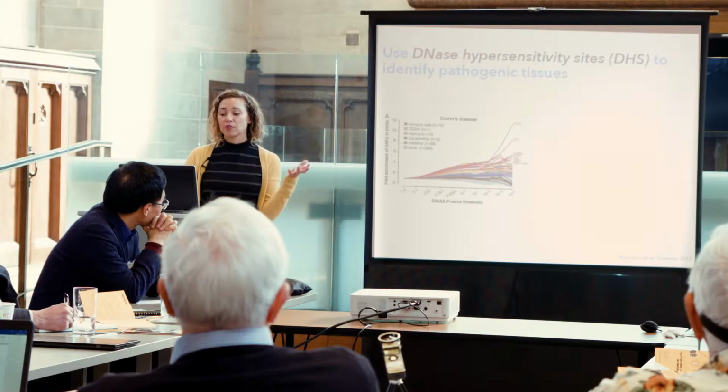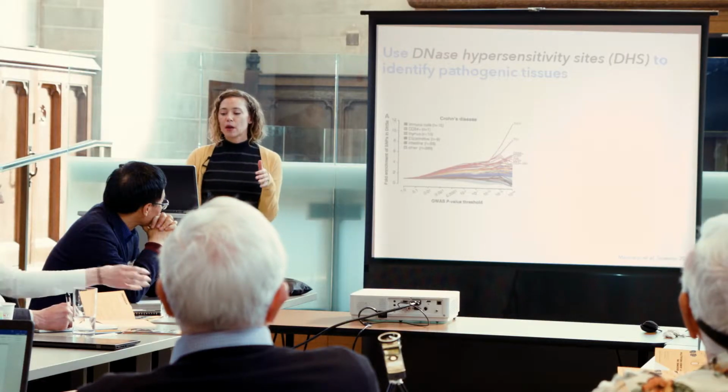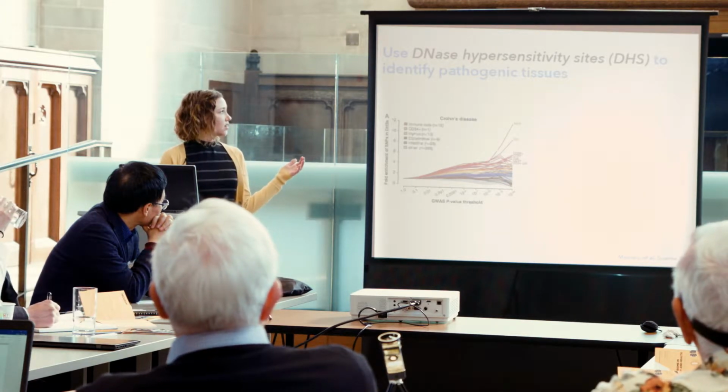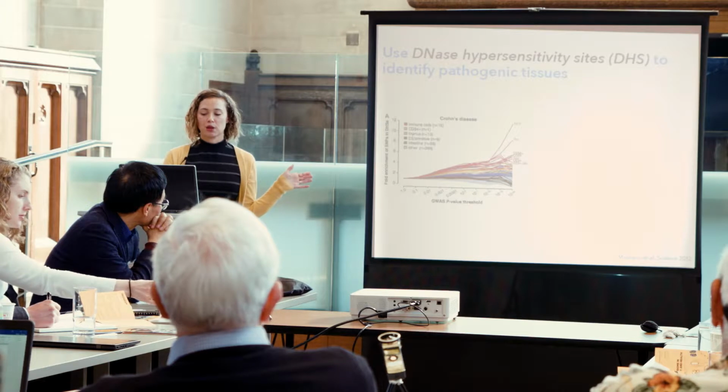So this is an analysis that was inspired by a Maurano paper from 2012. And they did a proof of principle for this for a couple of different diseases. So in this paper, they did a GWAS for Crohn's disease, and then they intersected it with DHS data. And let me walk you through this plot.